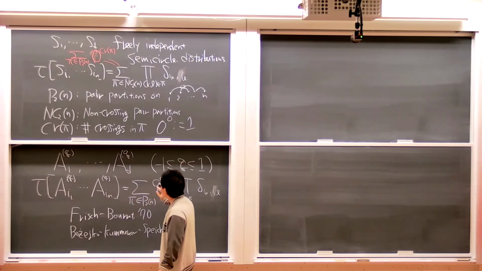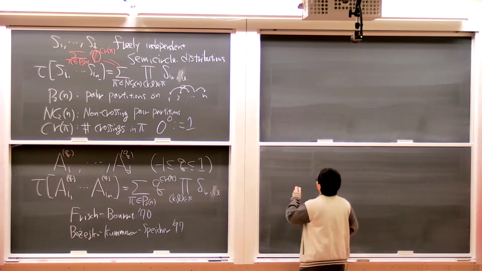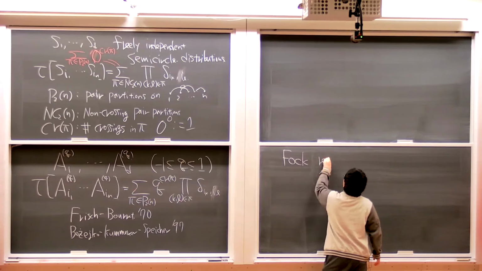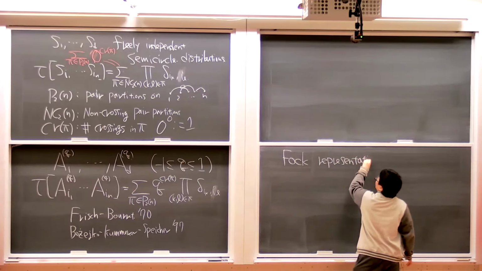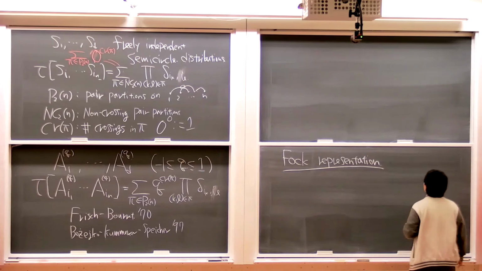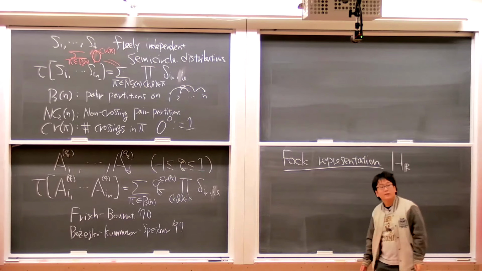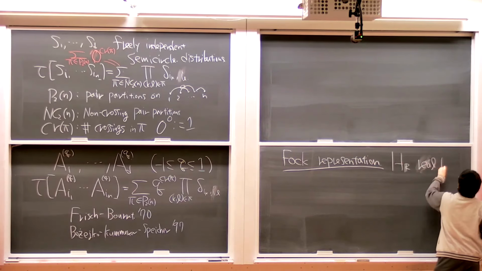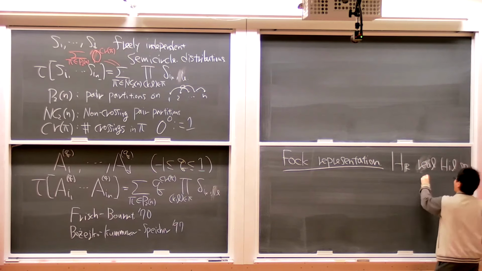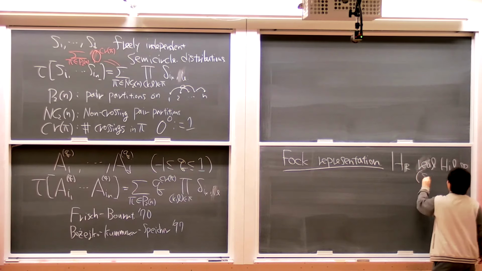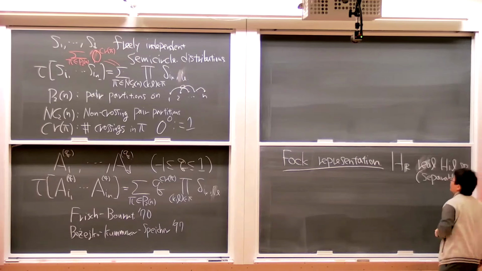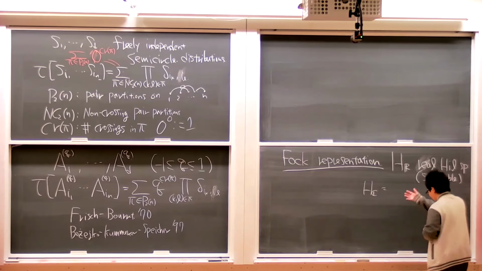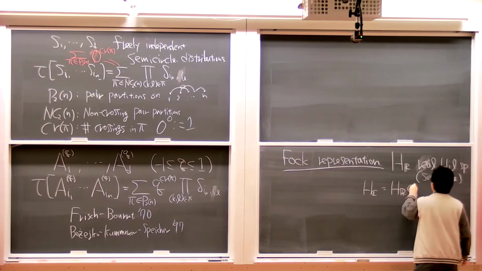I don't explain the related operators yet, so I would like to explain the operator realization. This is called the Fock representation. I prepare a real Hilbert space, H_R. Maybe I should assume separability. From the real Hilbert space, we take its complexification and obtain a complex Hilbert space H_C.